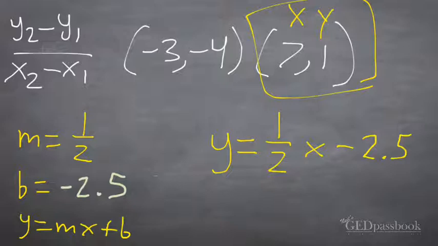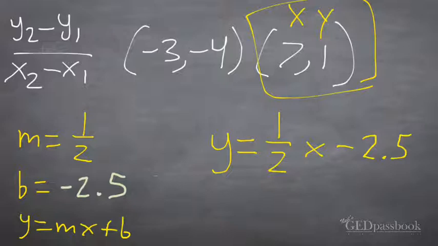Make sense? Get 1 point, get your slope, throw it into the y equals mx plus b, and solve for b. You're solving for a variable, just like we did that whole week with the equations week.